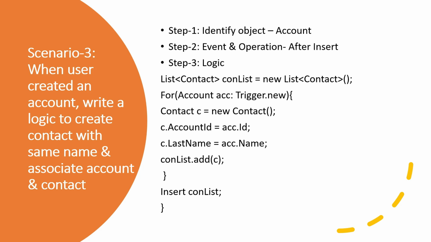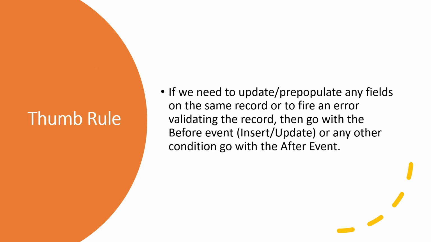That's what we have to do. So our scenario is completed when we had to write a trigger. We need to write trigger logic to create a contact with the same name and associate the contact. So we are done with our code. Let's move on to the next slide.